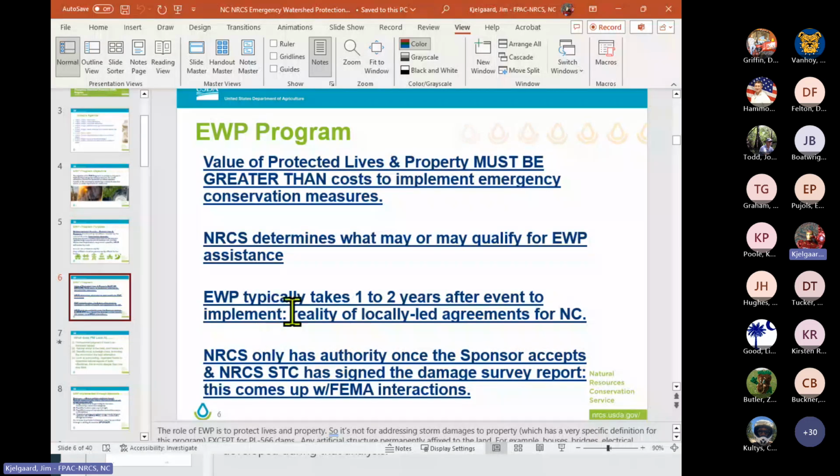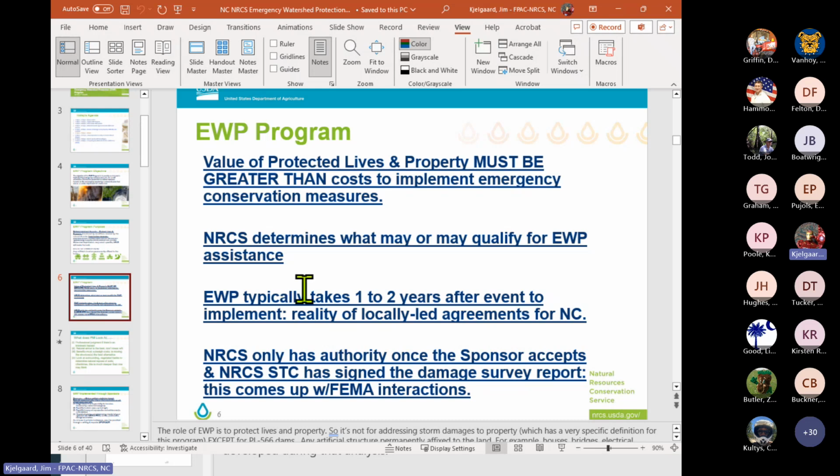And that's just because we do it through locally led agreements, which I really like because that fits with the ethos of our agency of locally led conservation. But it is time. And for emergency stuff or for these disasters, what we typically look for is for our state and federal emergency, like FEMA or your state emergency management, to work out those situations that need to be addressed immediately. And they're typically pretty good at that, power, water, and then other situations that pop up.